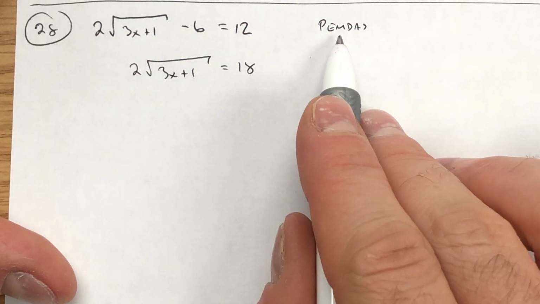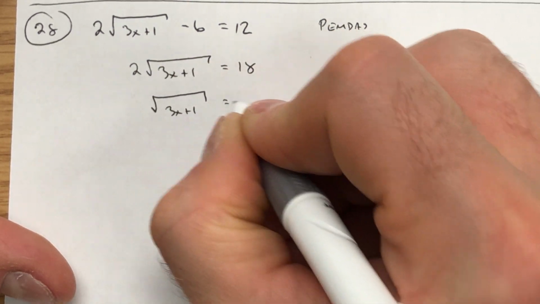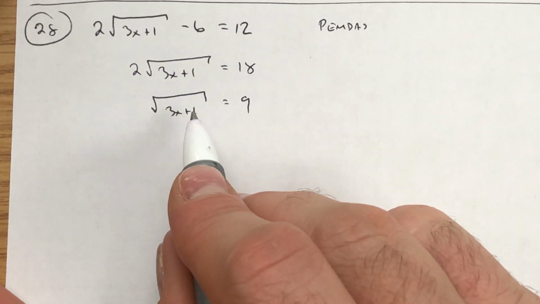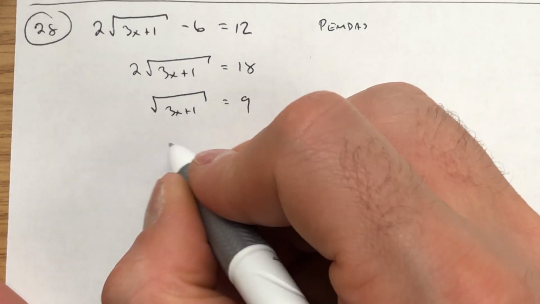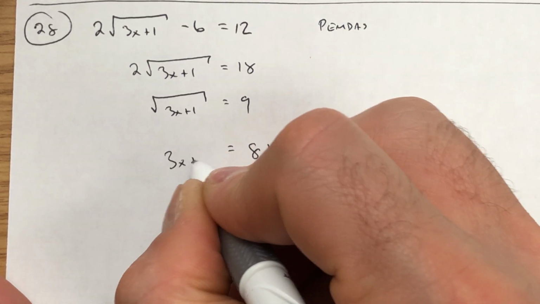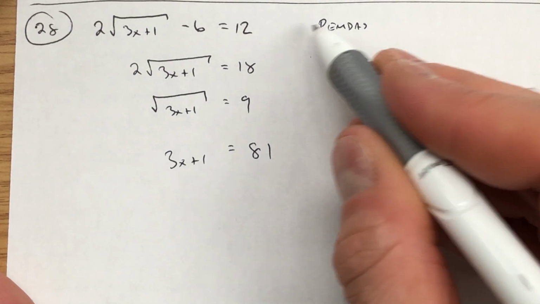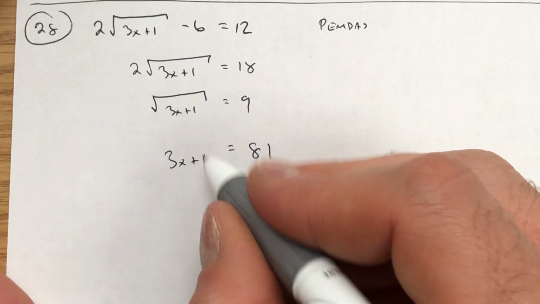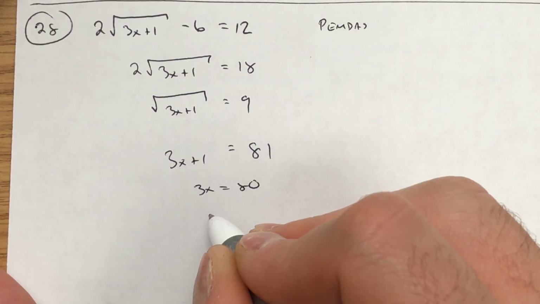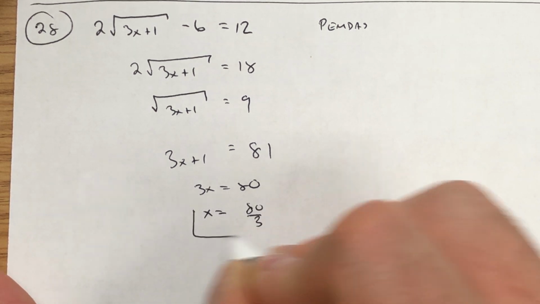Then I'm going to move over to multiplication and division, so I'm going to divide each side by 2. Awesome. Now at this point, to get rid of the square root, I square both sides. So if I square this side, 81. If I square this side, 3x plus 1. Then I go back through and reverse PEMDAS. So addition and subtraction, I'm going to subtract that 1. And then divide by 3. x equals 80 divided by 3.